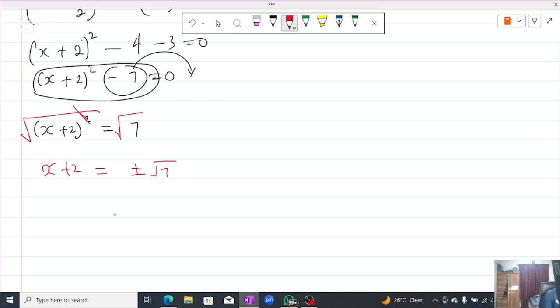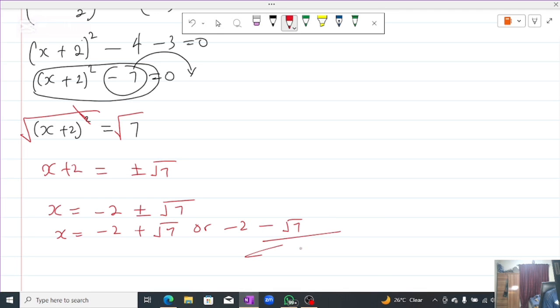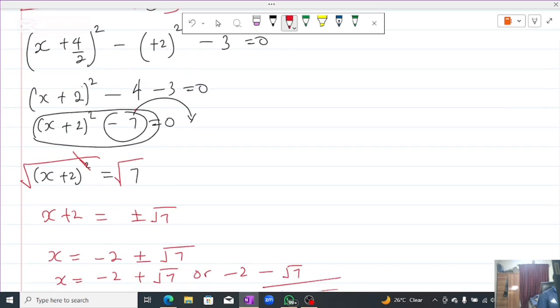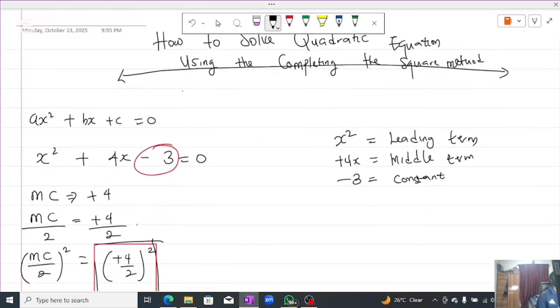I don't want us to have it in decimal, let's put it in surd form. So you have x is equal to minus 2 plus or minus square root of 7. So your x is minus 2 plus root 7, or minus 2 minus root what? Root 7. And that is how you can solve this particular question. Now, we've been able to solve the first question.